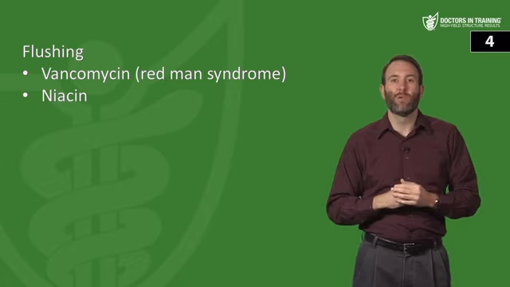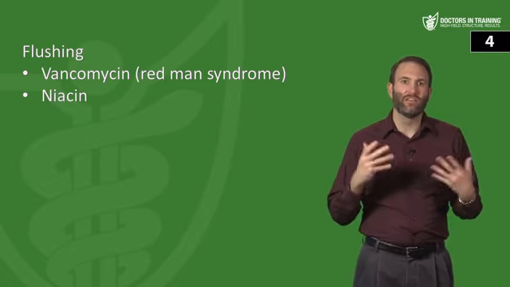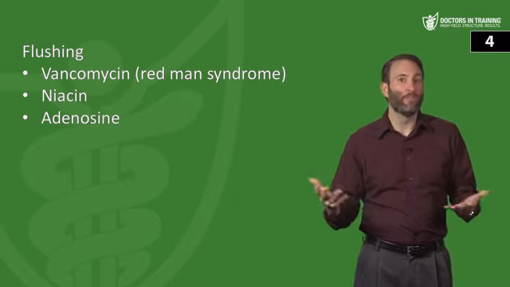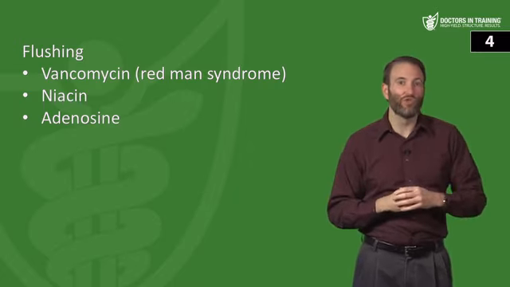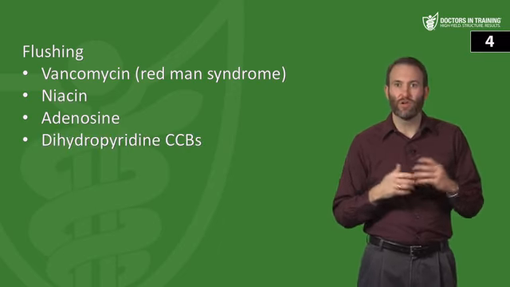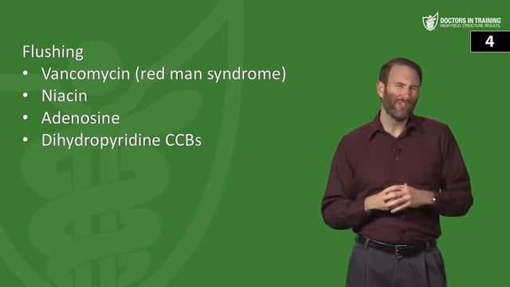Now, what else can cause flushing? The other important one to remember is niacin. Niacin can cause a cutaneous flush. Adenosine, though not used quite as often as some of these other medications, is a very potent vasodilator as well, so it can cause cutaneous flushing as well. The dihydropyridine calcium channel blockers can also cause this by smooth muscle relaxation, but you don't see that quite so often.